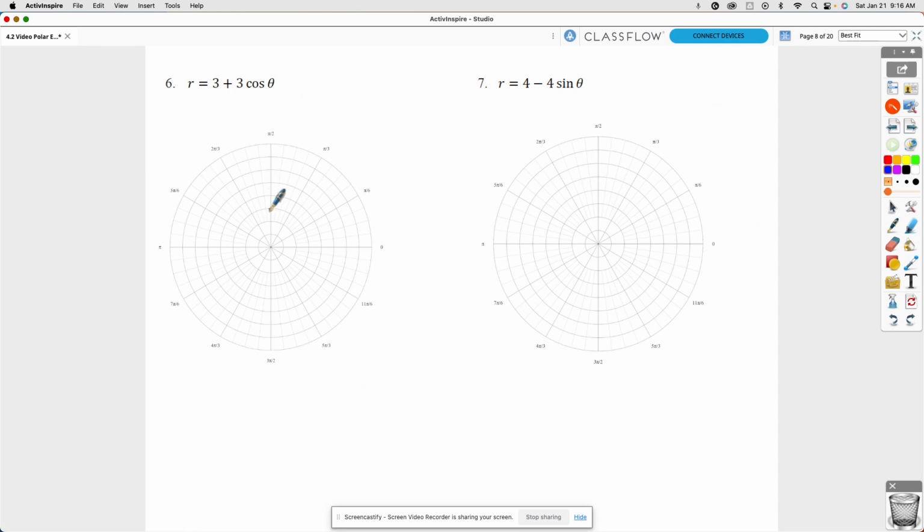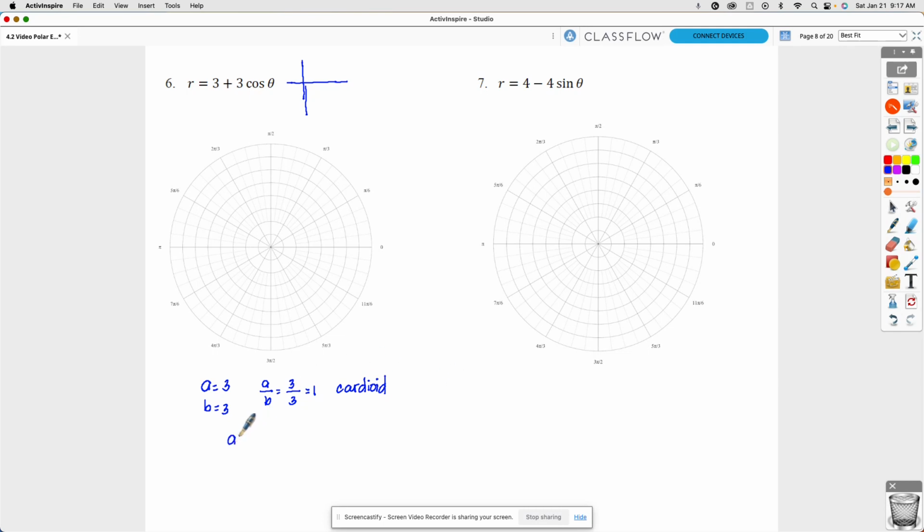Let's take a look at the next one. So number 6 is r equals 3 plus 3 cosine theta. So note that this is cosine and it's positive. It would be symmetric with respect to the horizontal axis. Now a here is equal to 3, b is equal to 3. So our a over b is equal to 3 over 3, which is equal to 1, which means that this is a cardioid. No loop, cardioid.